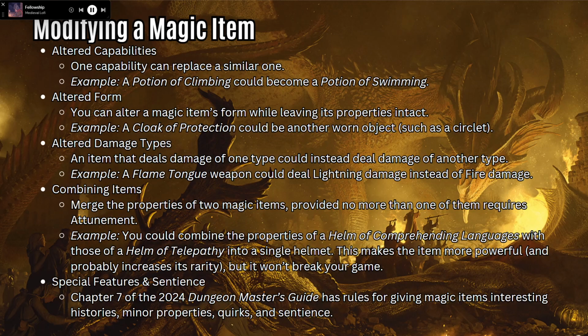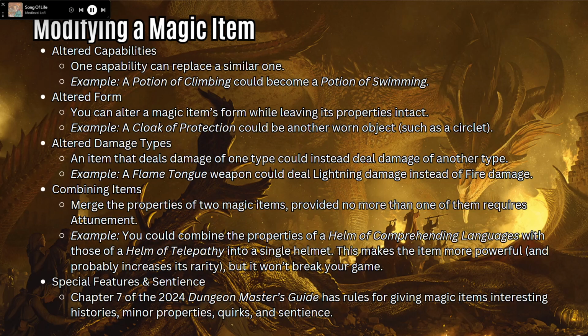You can also go about altering the form of an existing magic item, which just alters the item's form but leaves its properties intact. So, for example, you could take the properties of a cloak of protection and change it to where the cloak of protection is another worn object, such as a circlet. We already have reference for this. See the ring of protection, which does exactly what the cloak of protection does, but it's a different type of object. So yeah, there's precedent for this in the game itself.